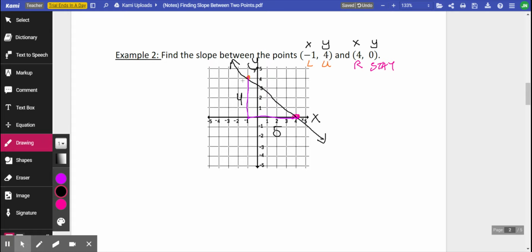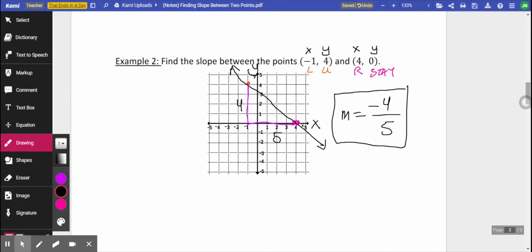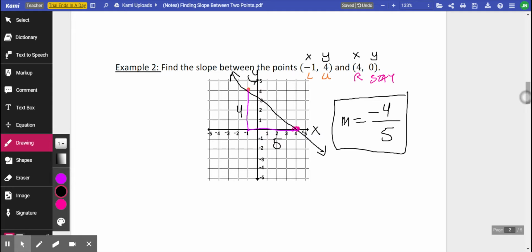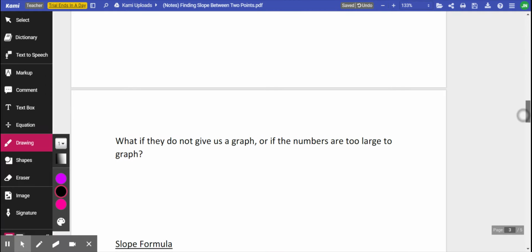Therefore, that 4 should actually be a negative 4. So as I write my final answer, it should be down 4 over 5 or negative 4 over 5 from left to right every single time. Okay, like you're reading a book. Okay, so that's just basically on graphing points and finding the slope between 2 points.